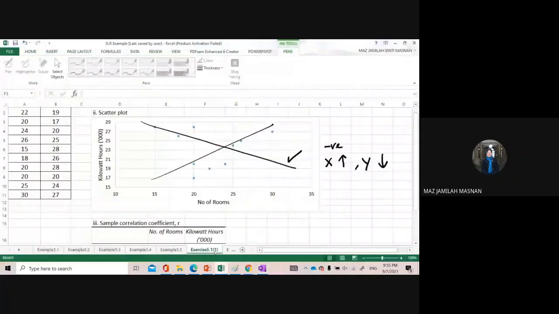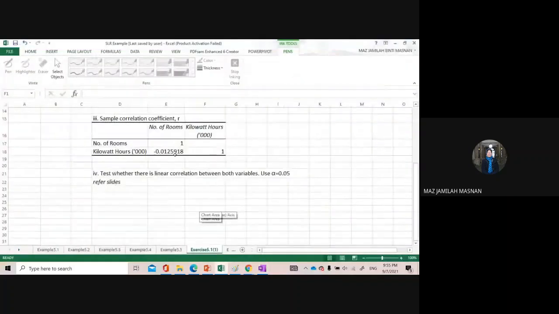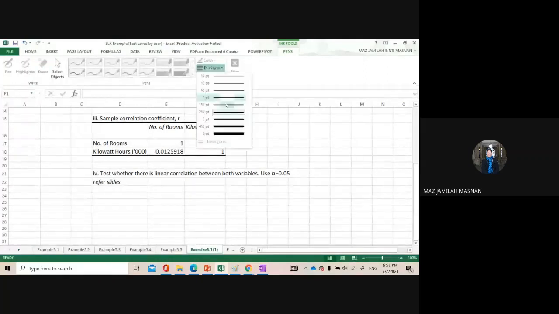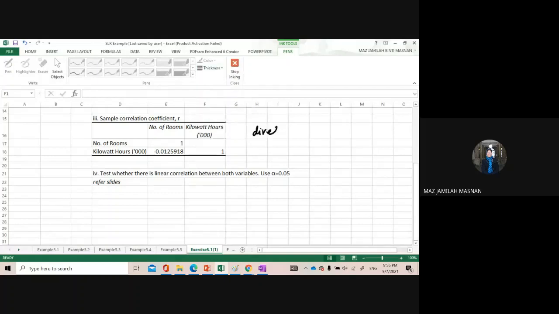compute and interpret the sample correlation coefficient. You compute using your Excel and you get a sample correlation that is very small with a negative value. So in this case, the direction will be negative, and in terms of the strength, very weak. You can say just weak or very weak also.